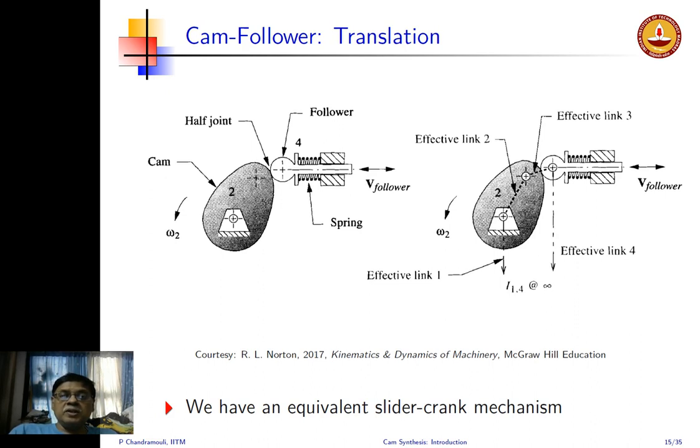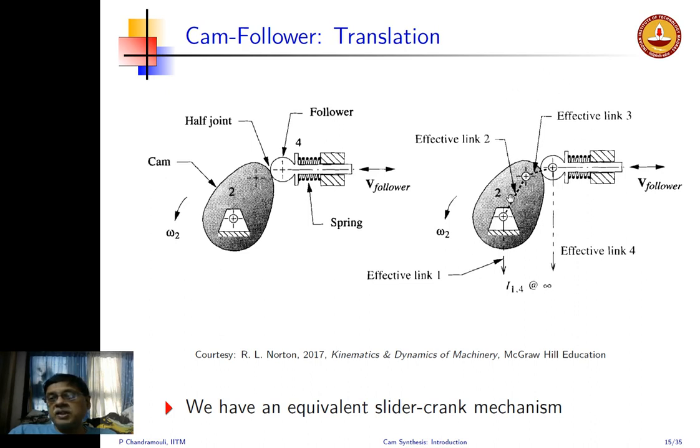So the center of curvature of the cam is out here. The cam profile is out here. The center of curvature of the follower, which is a circle, is out here. And remember that this follower is translating back and forth. That's what typically happens in a cam. You could have oscillating followers also. So the equivalent linkage is out here.